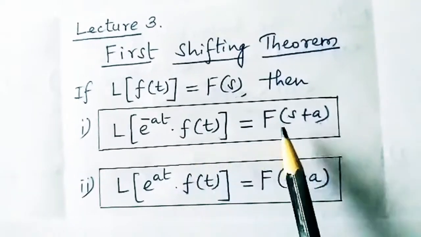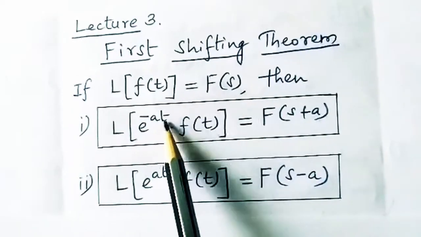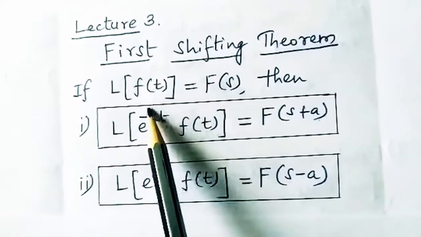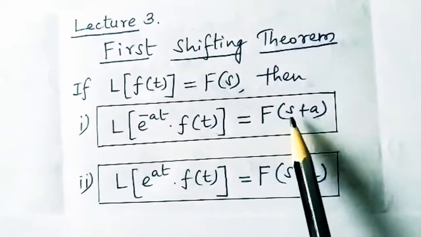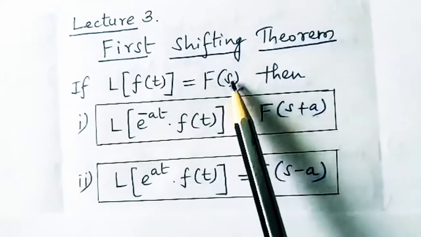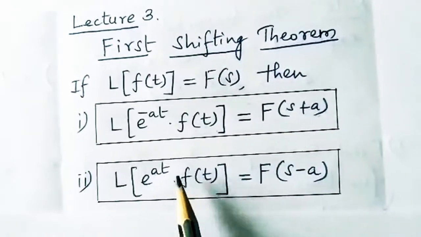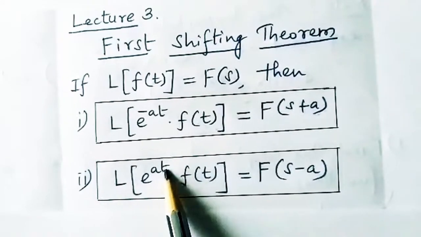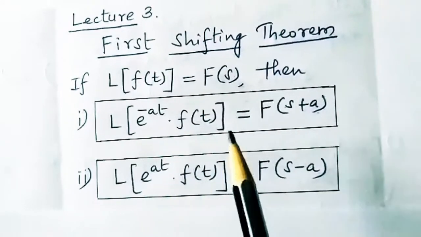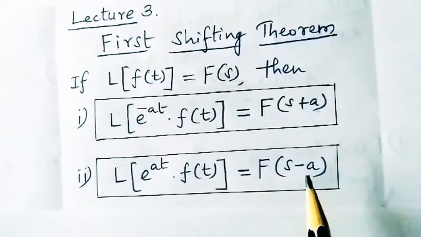And you can observe here, we know that L of f of t equals F of s. When the coefficient of t is minus a in e raised to minus at, the result is F of s plus a. So that means the original s has to be replaced by s plus a. In the second case, e raised to at, the coefficient of t is plus a, and in F of s we are replacing s by s minus a.